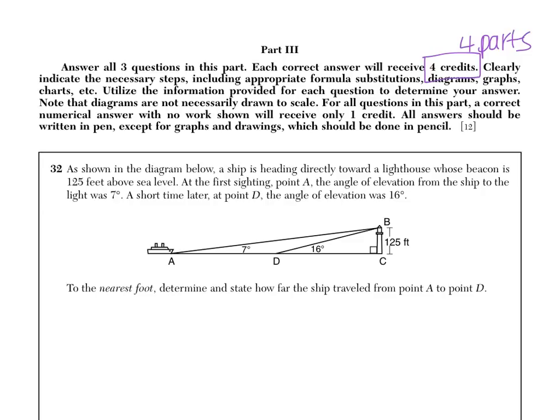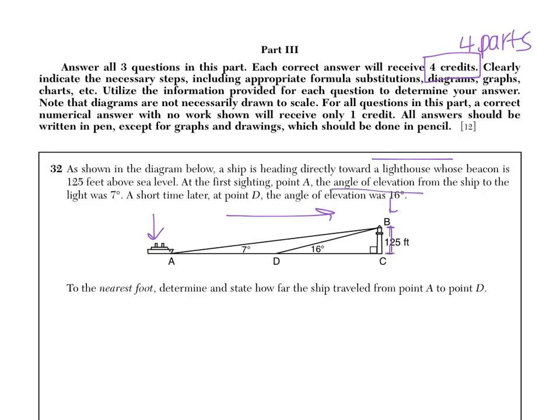It says, as shown in the diagram below, a ship is heading directly towards a lighthouse, whose beacon is 125 feet above sea level. So this ship here is heading towards the lighthouse here. And the beacon, the top of it, is 125 feet from sea level. At first sighting, point A, the angle of elevation from the ship to the light was 7 degrees.